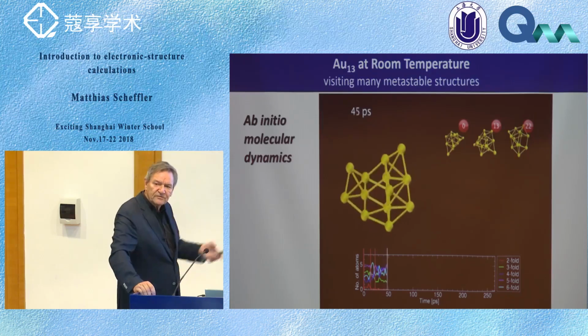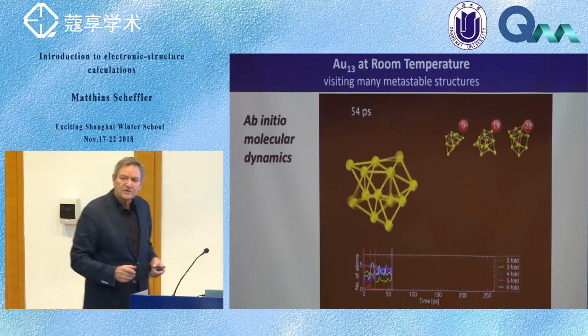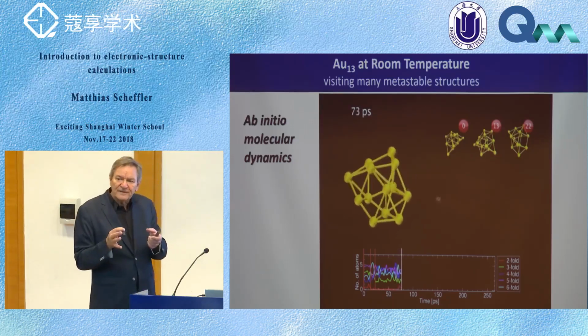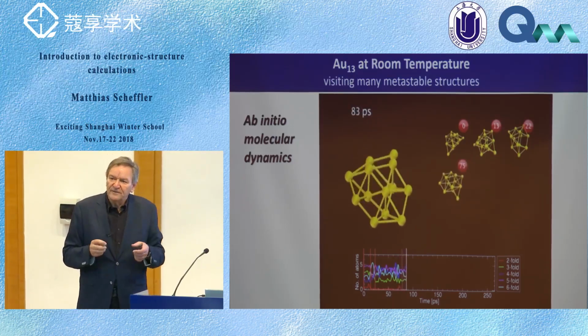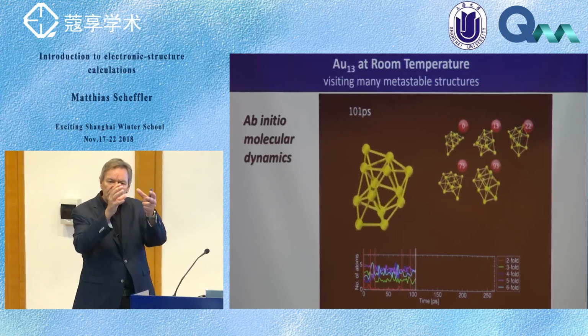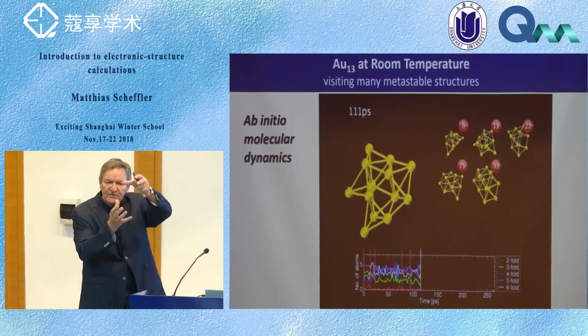And so what you see, this is room temperature. At room temperature, a gold cluster is not a stable thing. It really vibrates a lot, but actually it's not vibrating, it fluctuates. It's nearly like a liquid. It goes to one structure and then it's vibrating, and then it's jumping to another structure and it's vibrating.